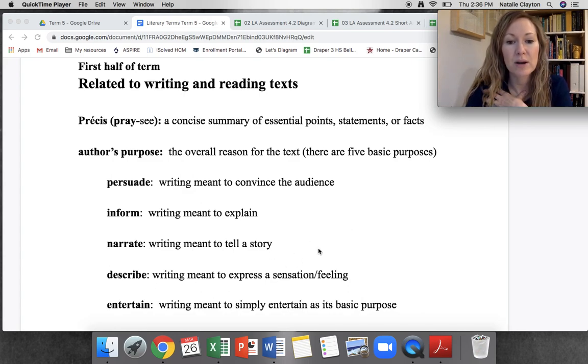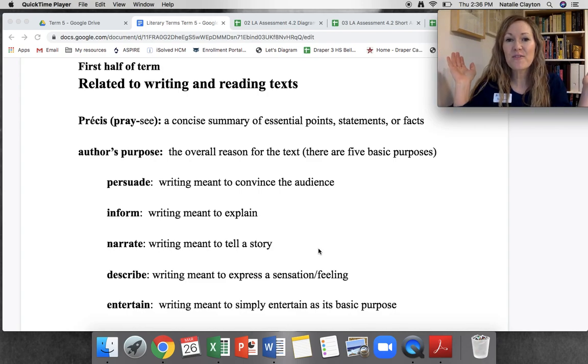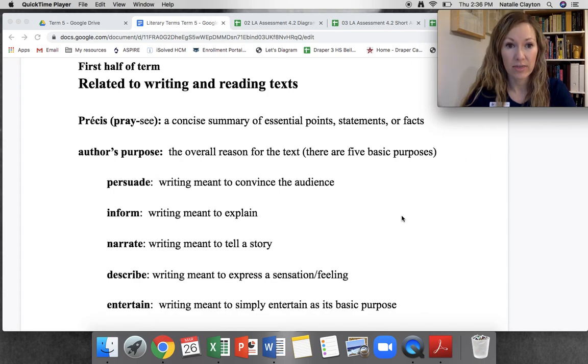Describe, writing meant to express a sensation or feeling. It's descriptive writing. The reader will have some sort of sensation or feeling from the description in writing. So when you describe something, the reader is going to have a specific feeling. Then entertain, just for fun, right? So writing meant to simply entertain. It was funny. It was enjoyable. So those are the 5 basic purposes of an author.